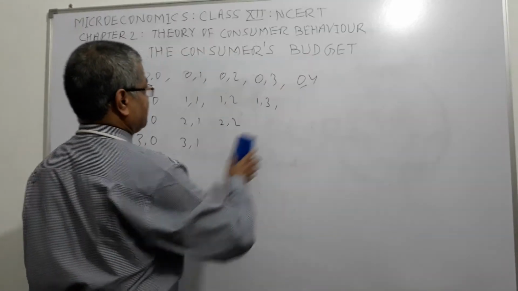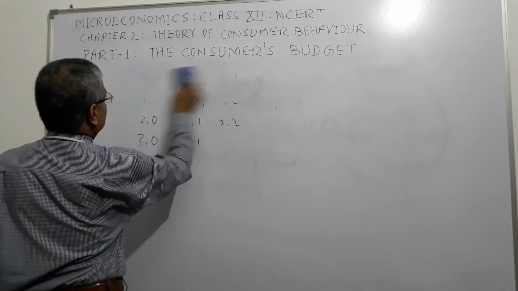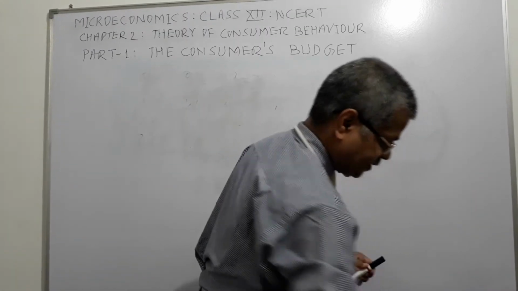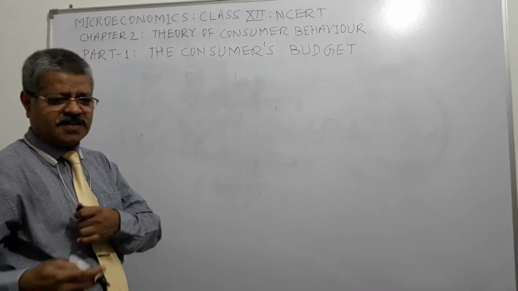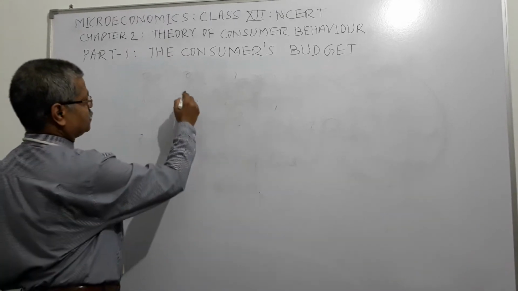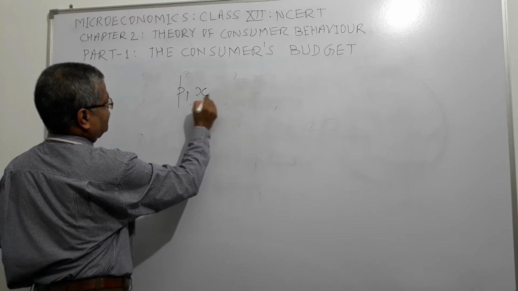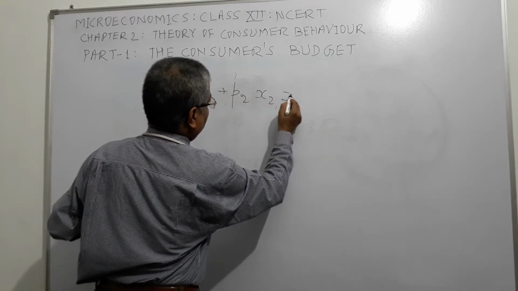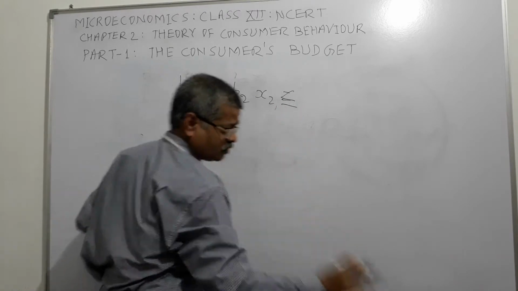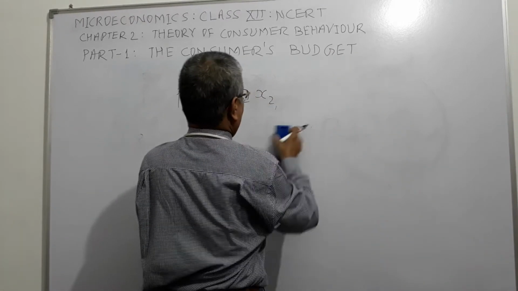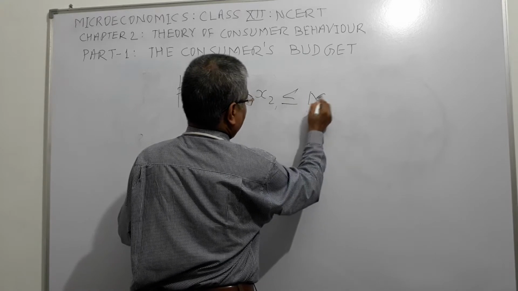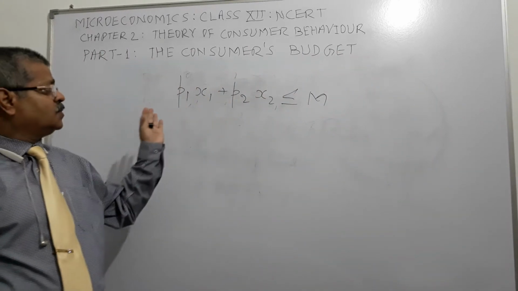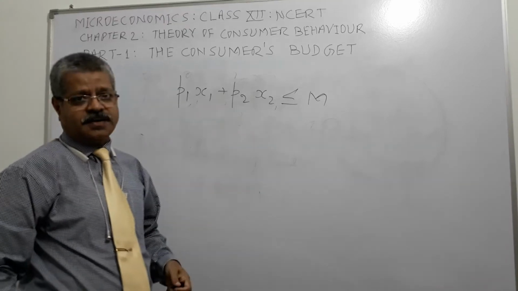What is a budget set? We have already seen what a budget set is. P1x1 plus P2x2 is less than or equal to M. M is my income, the consumer's income. This is the budget set.